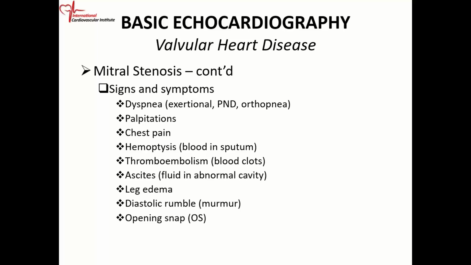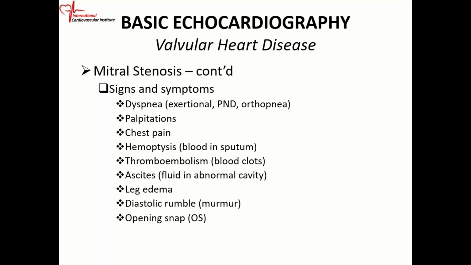Hemoptysis: because of the increased left atrial pressure and increased pulmonary venous pressure, you have increased capillary pressure, so you burst the capillaries in the lungs, and these patients can cough up blood. Thromboembolism is huge because you get stagnation of blood in the left atrial appendage and also in the left atrium itself, and the left atrium becomes very large. So these patients can develop thrombus, and these thrombi can break off and embolize. So that's another big thing.